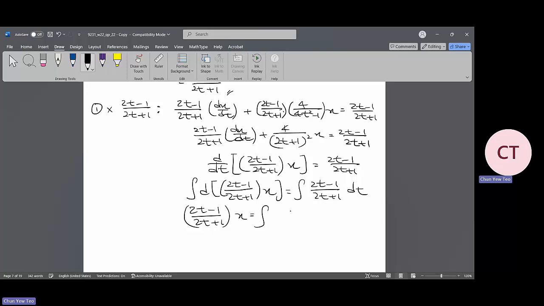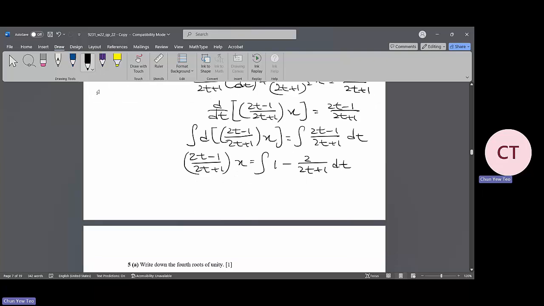Your right hand side, it's an improper fraction actually. We make it become proper by writing 1 minus 2. You can use long division or any way to split it and reduce it to proper fractions. Okay, so when you integrate this, you get negative 2 minus the ln of 2t plus 1 plus a c.